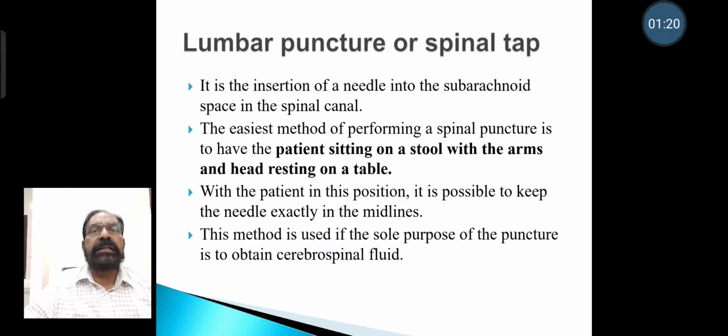Lumbar puncture or spinal tap. It is the insertion of the needle into the subarachnoid space in the spinal canal. The easiest method of performing a spinal puncture is to have the patient sitting on a stool with the arms and head resting on the table. With the patient in this position, it is possible to keep the needle exactly in the midline. This method is used if the sole purpose of the puncture is to obtain cerebrospinal fluid.